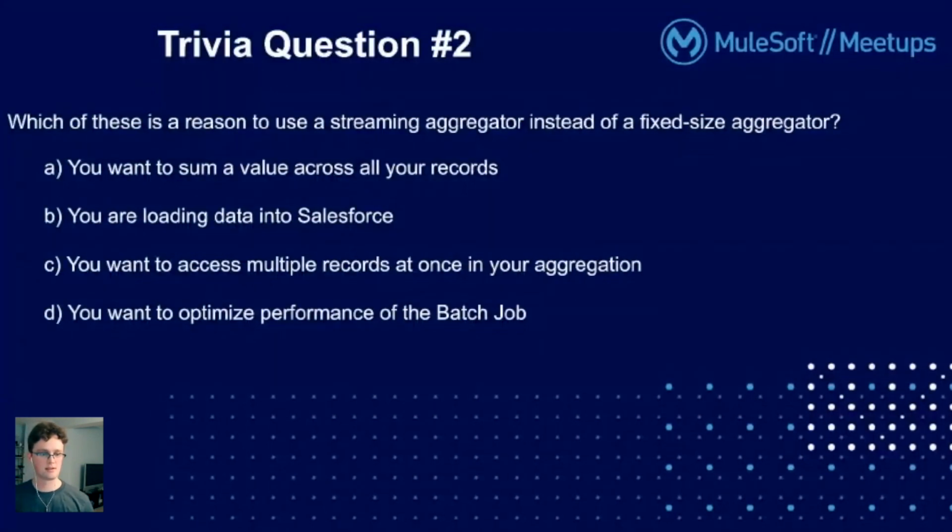And conversely, the fixed size aggregator allows you to tune it so that you're minimizing the I/O operations, maximizing your use of the available memory, and taking advantage of all the threads you have access to. So optimizing performance would be a reason to use a fixed size aggregator. And generally, unless you have a case where you need the streaming aggregator, you're going to want to use the fixed size aggregator. That should be your default go-to.